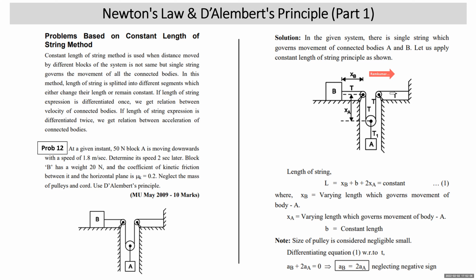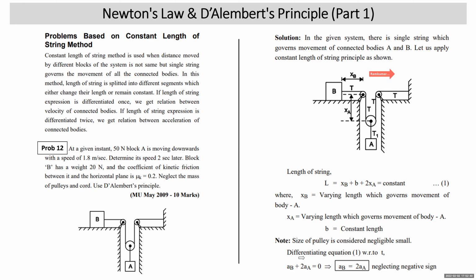What is the total length of this string? XB + 2XA + b = constant, right? XB is the length of the string which will be changing. It governs the movement of block B. XA is the length of the string which will govern the movement of block A, or the movable pulley. As you have two parallel segments, we have taken 2XA. The size of this pulley and this pulley are neglected as per your syllabus. As per your syllabus, the size of the pulley will never be given to you. So XB + 2XA + b = constant.